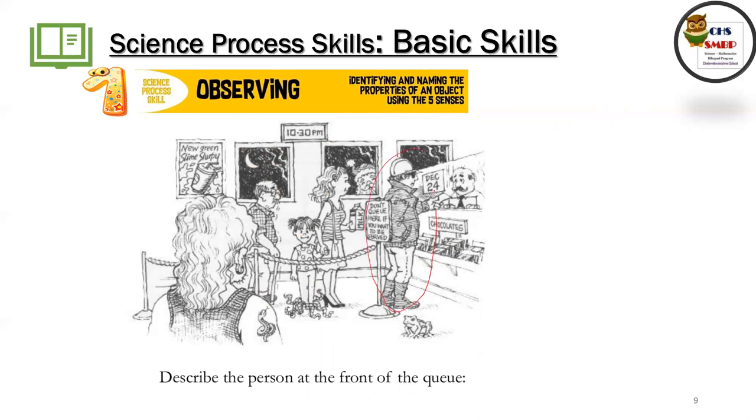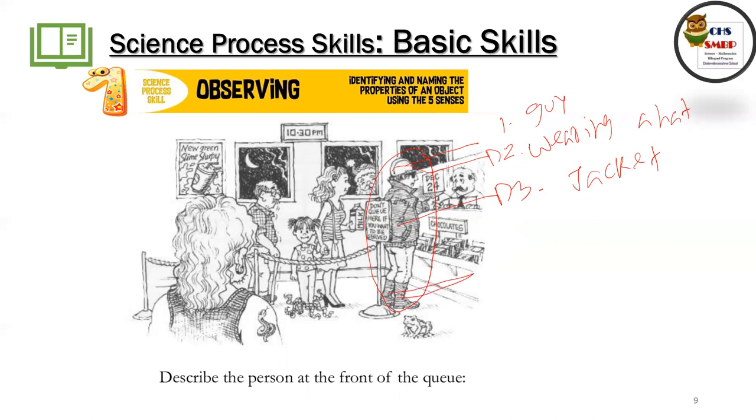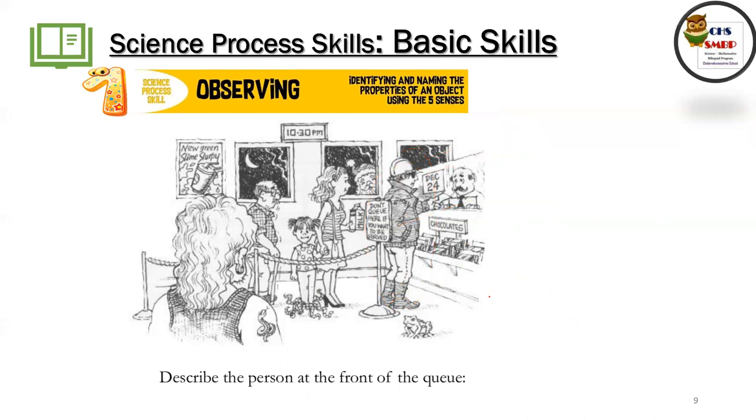So this is the person at the front of the queue. Number one, the person is a guy. Number two, wearing a hat, right? Number three, wearing a jacket. Number four, wearing a pair of boots, right? That is the way you can describe the person. The person is a guy and he is wearing a hat, a jacket, and a pair of boots. So this is the way you can observe situations and describe them.